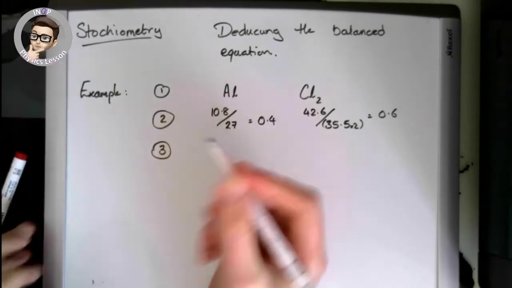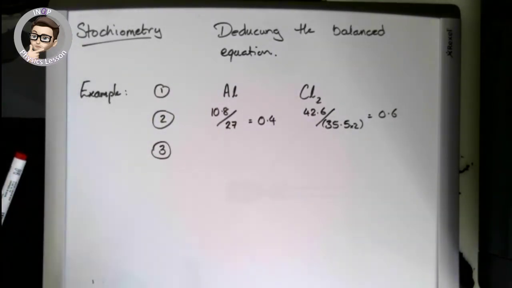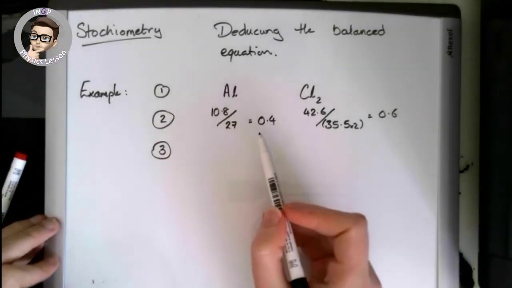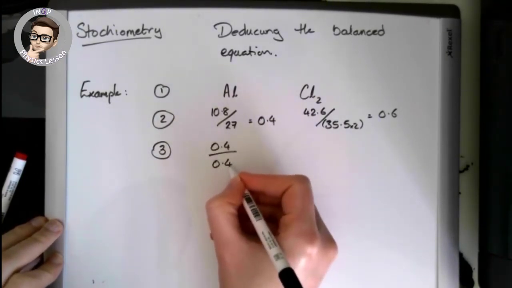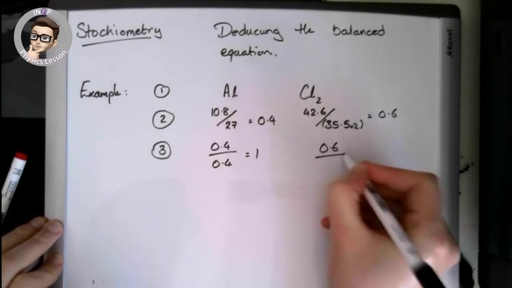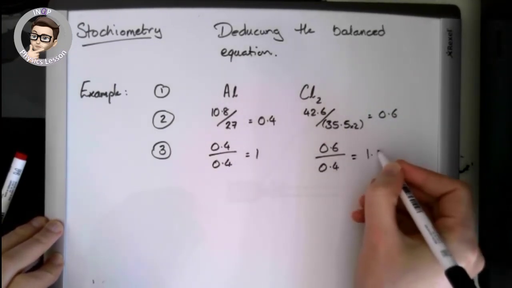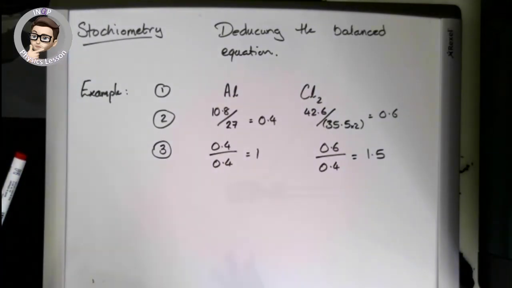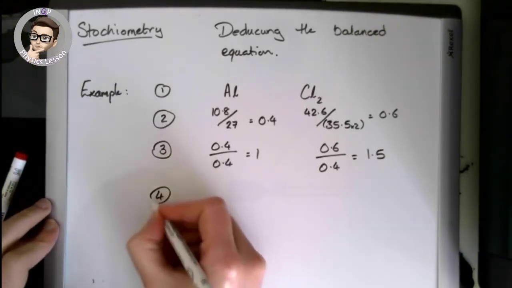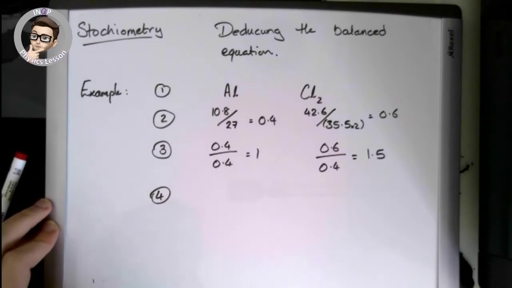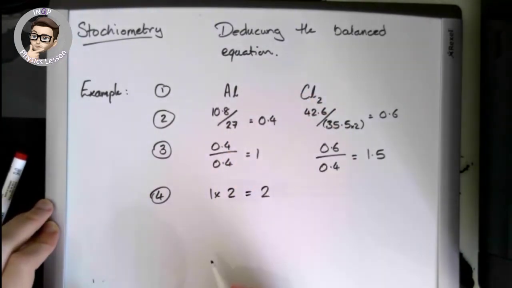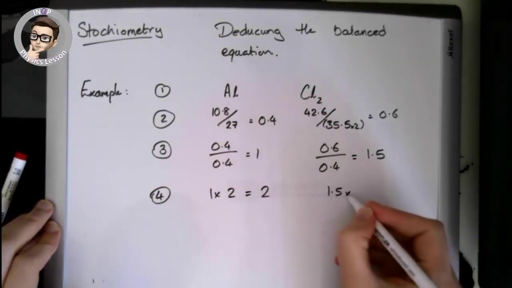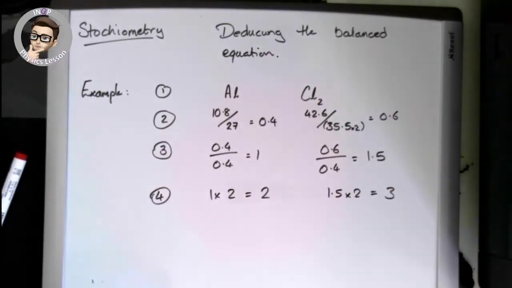Third step, just like one of those previous calculations we've done, we've got to work out the simplest ratio. Take the smallest and divide it through by both of them. In this case, 0.4. So 0.4 divided by 0.4, which is going to give me 1. And 0.6 divided by 0.4, which is going to give me 1.5. Now, we know that you don't get a 1.5 in your balanced equation, so we have to find the simplest whole numbers that we can have. If we've got 0.5 in there, we know we can multiply by 2. So I'm going to have 1 times 2 means I'm going to have 2 moles of aluminium for my 1.5 times 2 for my 3 moles of Cl2.